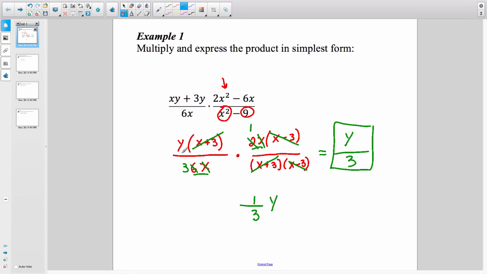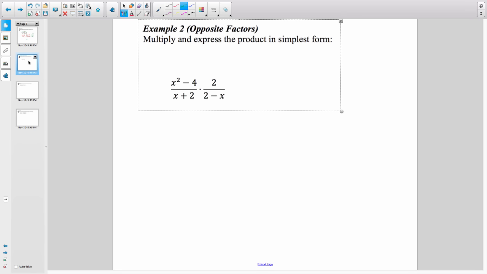But look at all the work that that saved us. In the beginning, we were thinking about doing this, which would have just been nuts. So we said, listen, let's just factor first, cancel what we can, and whatever's left we'll deal with. Well, this was certainly a lot nicer in the end to deal with that. Okay, let's go to the next example.